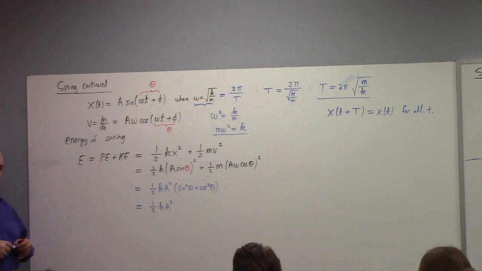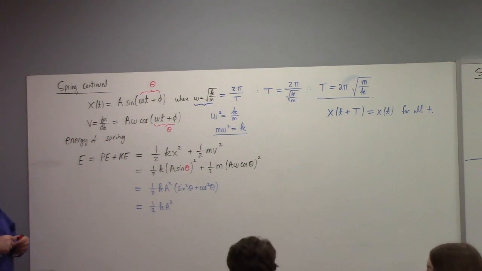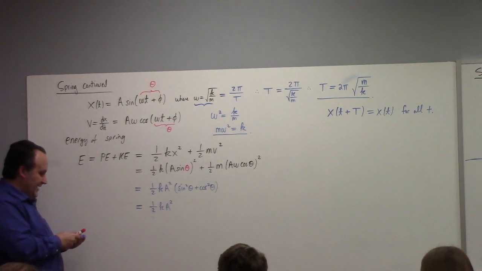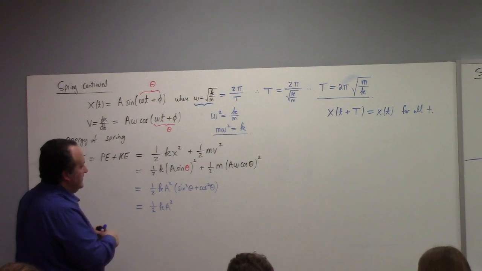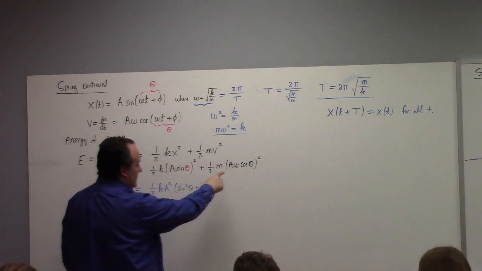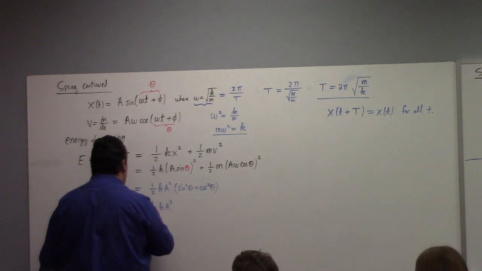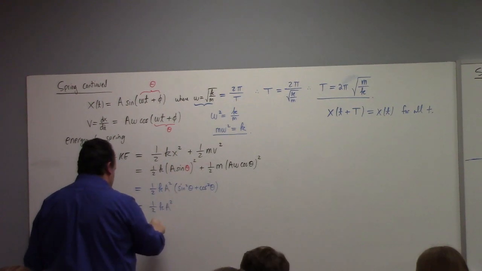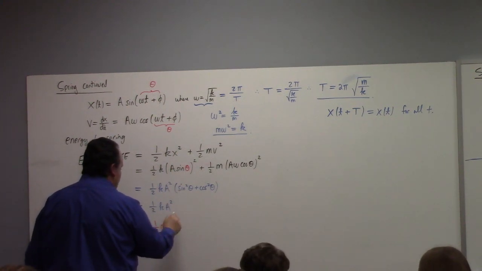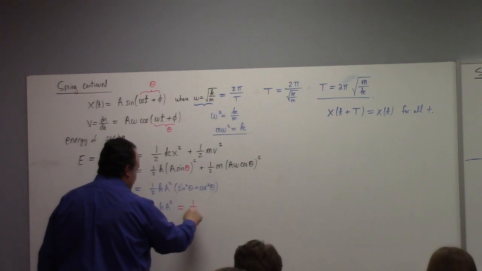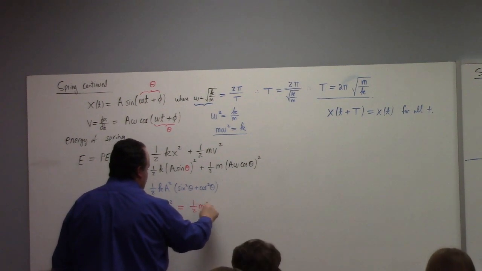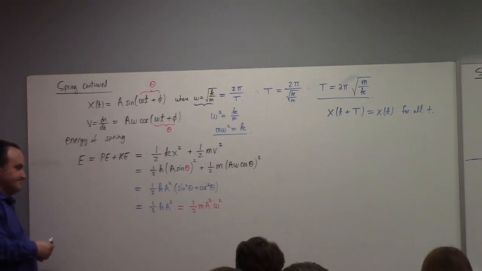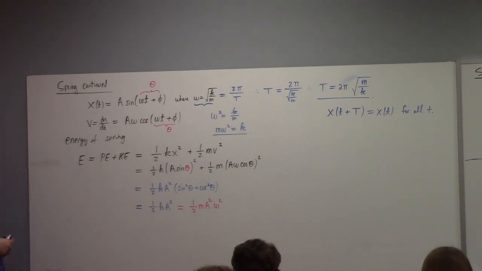What if I simplified the other way, though? What if instead of getting rid of m, I got rid of k? What would this have been if I had kept the m instead? Omega squared is what? K over m, right? So I could have also written this. My point is I could also write, this is also 1/2 m a squared omega squared, right? Because k is m omega squared.